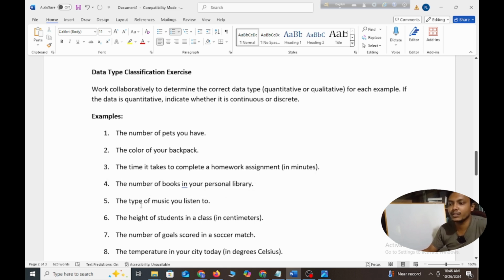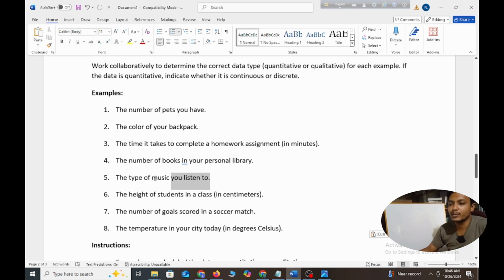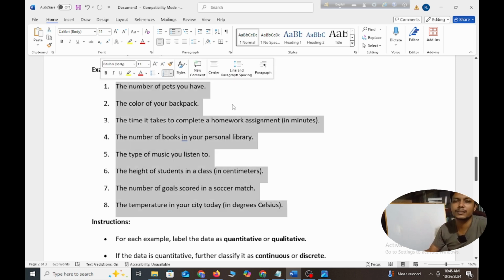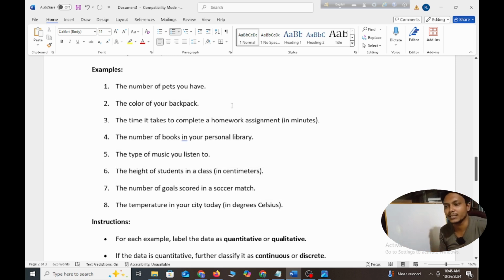The type of music you listen to doesn't deal with numbers. It's just the genre of music, so this is qualitative data. So that's it, guys. You just need to see them and decide which kind of data we are talking about. This is just to use your brain, guys.